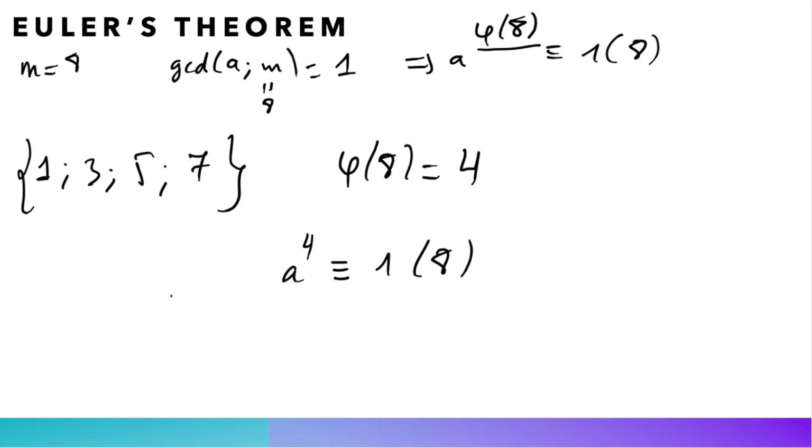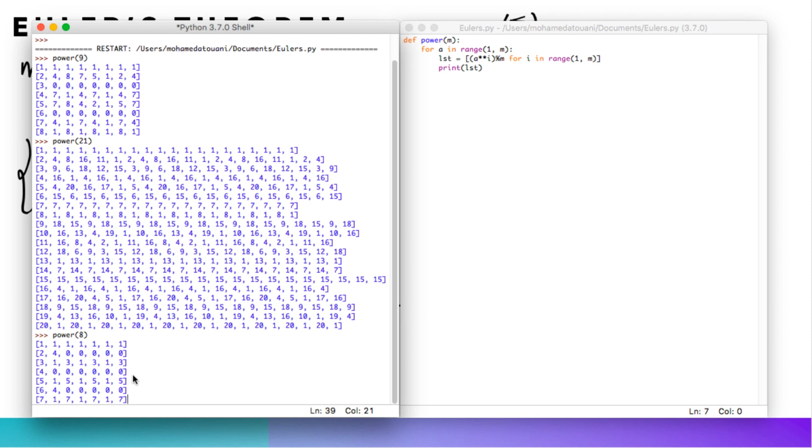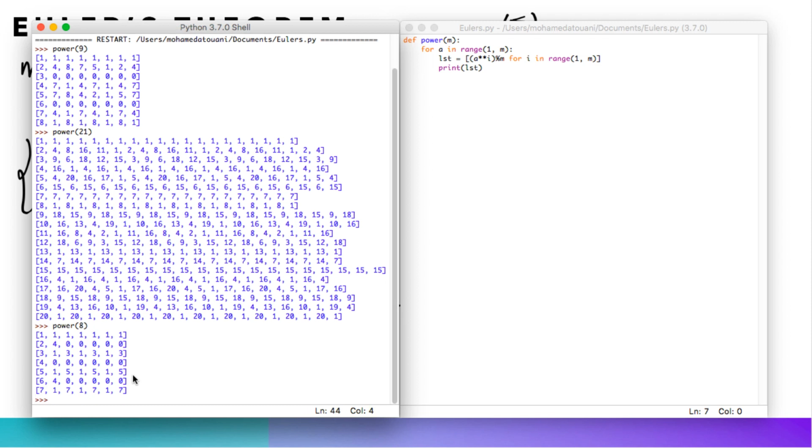For those who are skeptical, let us go on Python and see the powers modulo 8, and you will see that those which are co-prime with 8 verify this condition. So we execute our function power with the number 8, and this is what we get. We should get a to the power 4 is congruent to 1 modulo 8, and this is actually the case because for 1 it is the case obviously, for 2 it is not the case because 2 and 8 are not co-prime, for 3 it is true, for 5 it is true, and for 7 it is true as well. See, so Euler's theorem works very well in this case and in the general case as well.